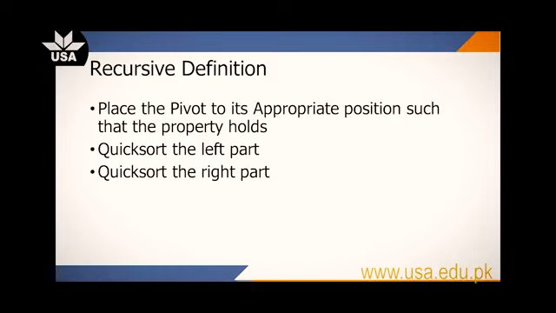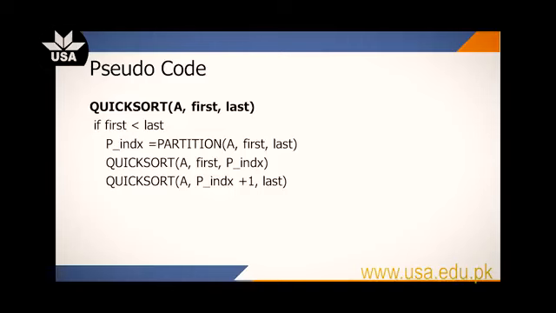First, you have to place the pivot. Place the pivot to its appropriate position such that the property holds. The property is simply that the values greater than the pivot will be on the right side, while the values smaller than the pivot will be on the left side. Next, quick sort the left part, and then finally quick sort the right part. Now let's discuss the pseudocode for the quick sorting algorithm.